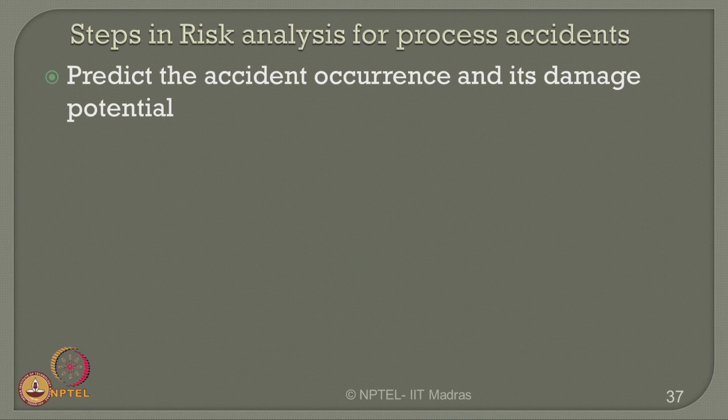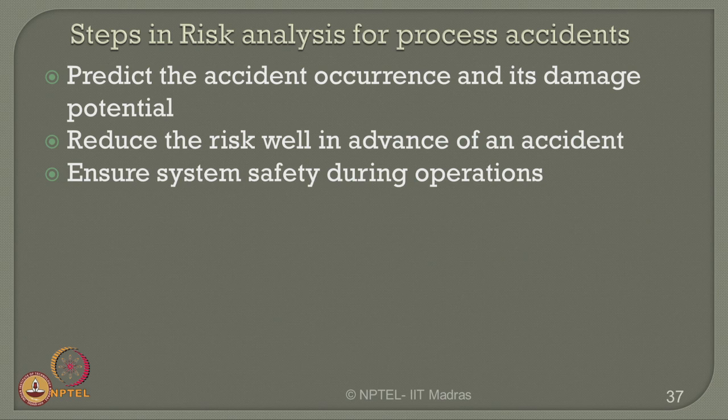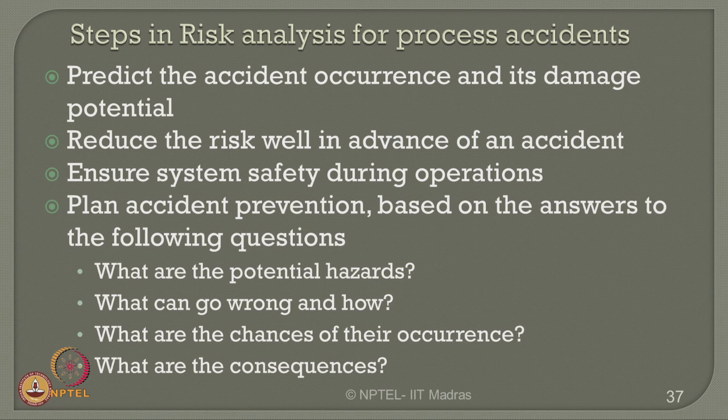Now, let us quickly see what are the steps involved in risk analysis of process accidents in particular. Predict the accident occurrences and the damage potential, reduce the risk well in advance before an accident could occur, ensure system safety during operations, and plan accident prevention based on the answers to the following questions: what are the potential hazards, what can go wrong and how, what are the chances of their occurrences, and what are the consequences if they occur.